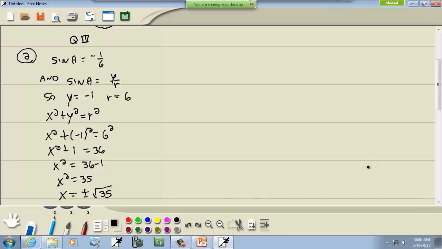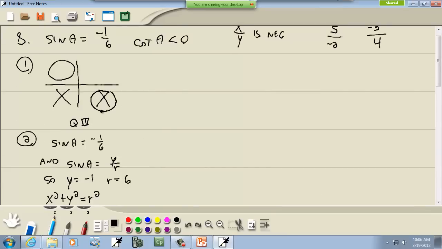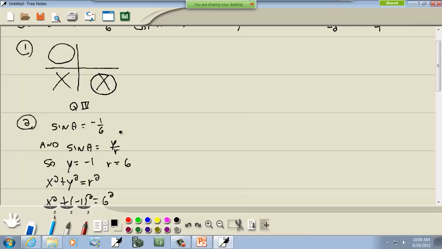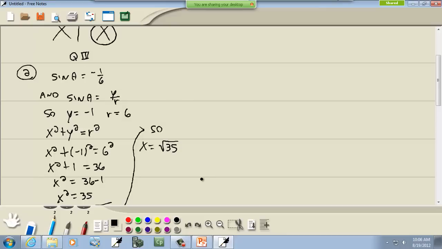Now we can't keep both of those. But if we come up here, we're dealing with quadrant 4, and you have to think of the sign. Down in quadrant 4, x is going to be positive. So x is going to equal a positive square root of 35. Again, quadrant's very important on these. It helps you determine what your sign is going to be.